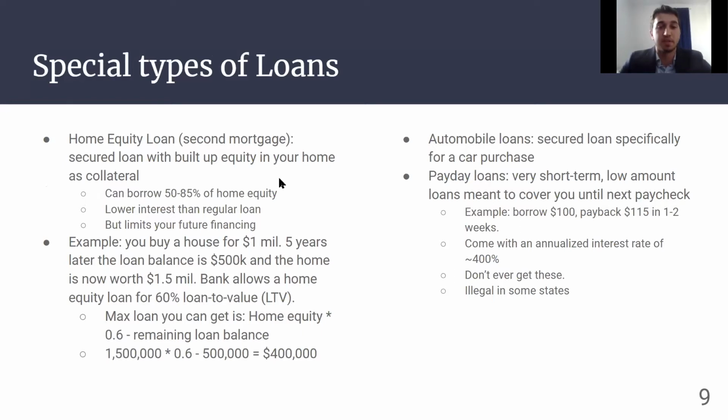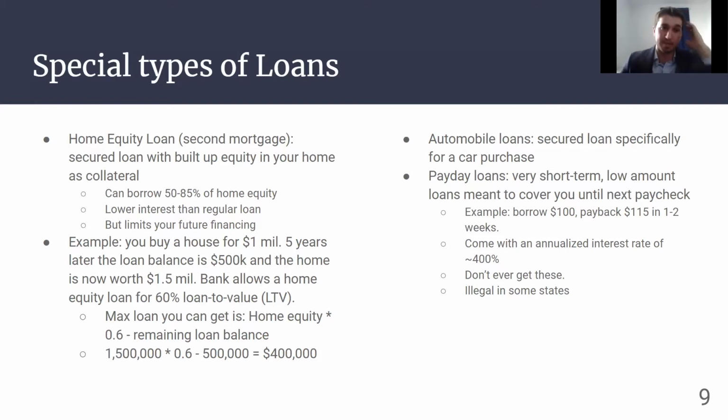Lastly, there are some special types of loans that you should know about. The first is the home equity loan or second mortgage. This allows you to take out a secured loan using the equity in your home as collateral. Banks will allow for a loan to be about 50 to 85% of your home equity. Because this is a secured loan, it offers lower interest than a regular loan. However, if you decide to take this out, it limits your future financing options, as you probably won't be able to get approved for any other loans until after you pay off the home equity loan.